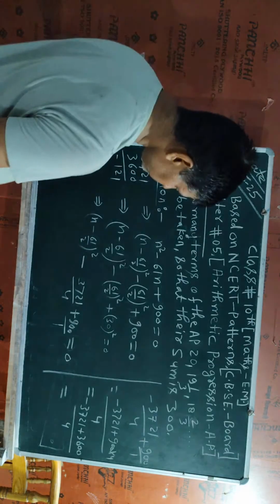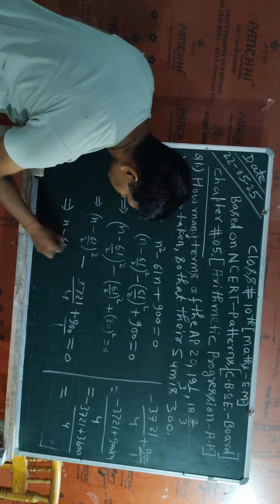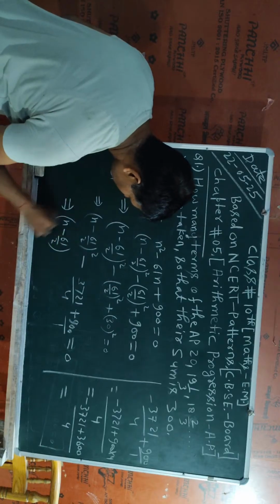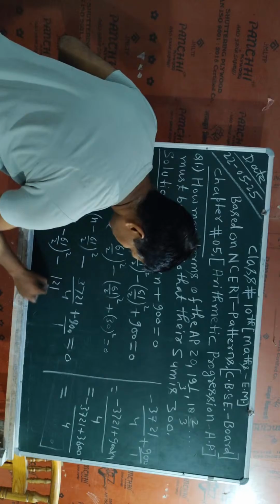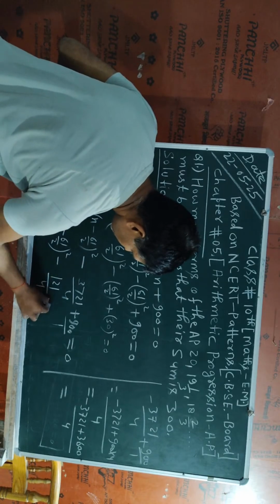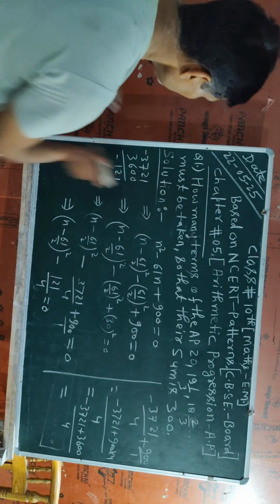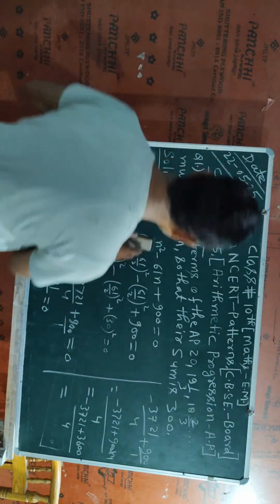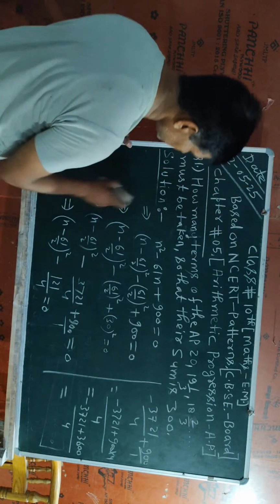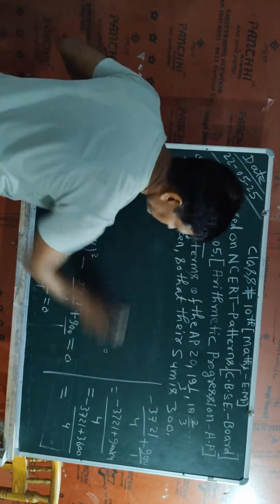So here, again I will write n minus 61 divided by 2 whole square minus 121 divided by 4 which is equal to 0. Okay student, so now further I have to simplify this above data. This data I will simplify, therefore I am going to erase above data for further calculation.